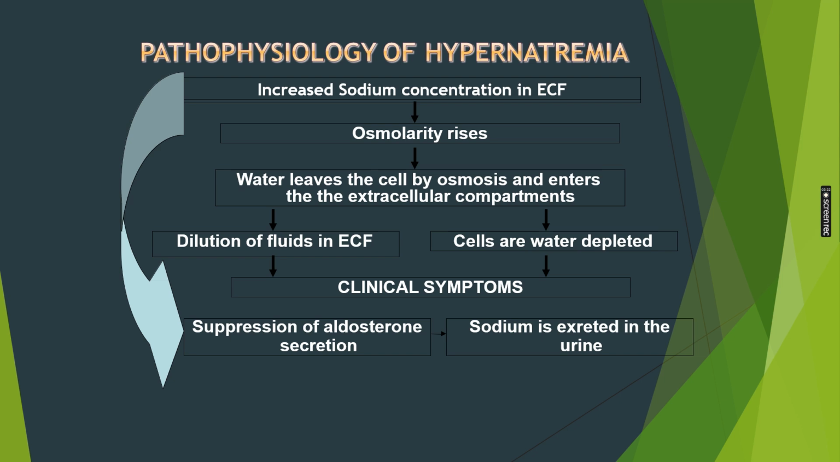Another compensatory mechanism is the suppression of aldosterone secretion. Normally, aldosterone will retain water and sodium, reabsorbing them in the body. But when there is suppression of aldosterone secretion, increased sodium will be excreted in the urine. That is one of the compensatory mechanisms.